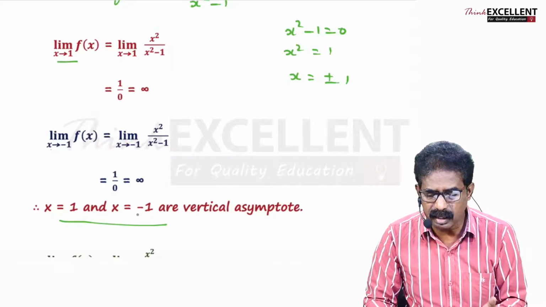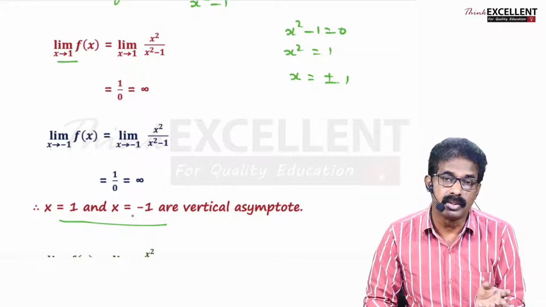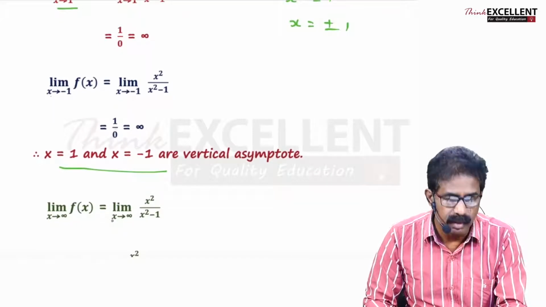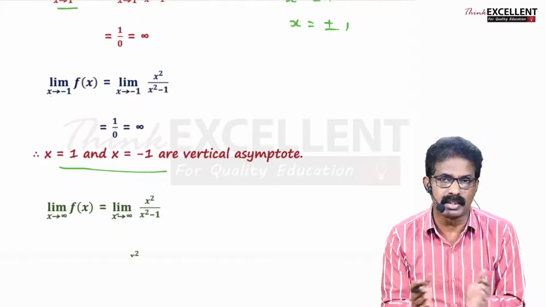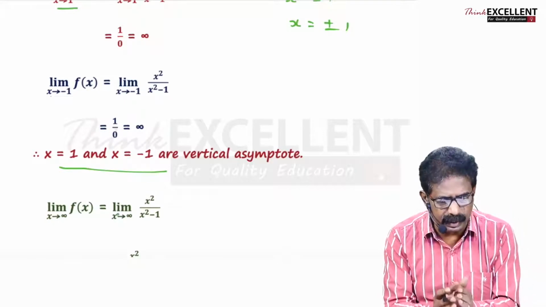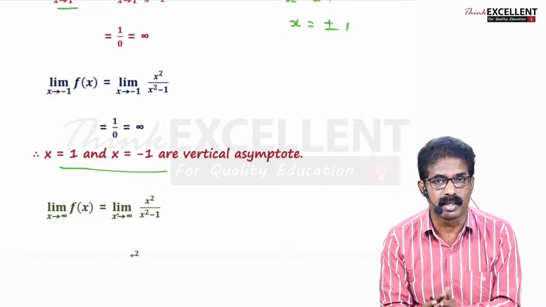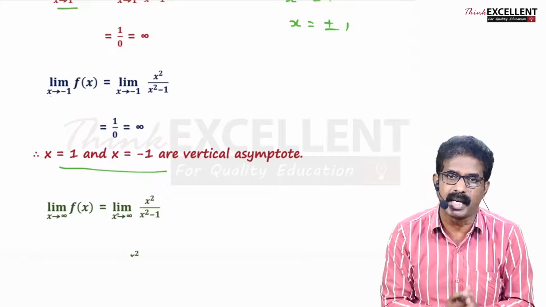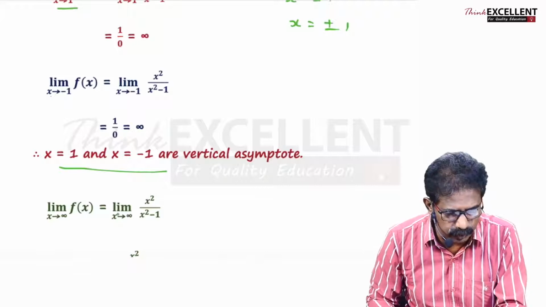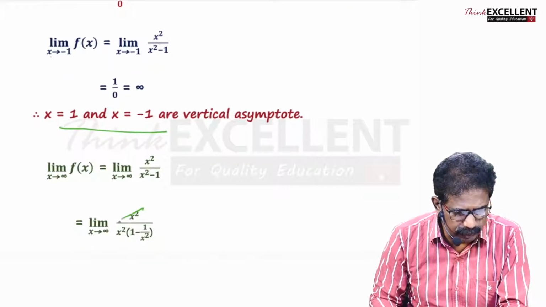To find the horizontal asymptote, limit x tends to infinity, right? Limit x tends to infinity of f of x you find out. Whenever x tends to infinity comes, as you would have studied in the lower 11th standard, you take the highest power outside. Numerator x square. Denominator highest power is x square. Whether it is common or not, take x square outside. Then it becomes 1 minus 1 by x square. Both x square terms get cancelled.